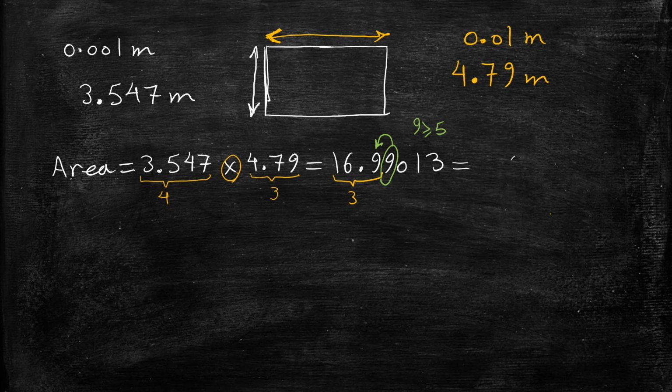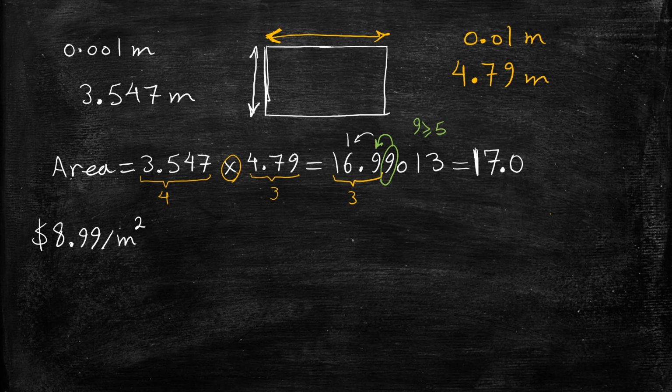So 0 is kept on this position, and the 1 is given to the 6 here. So 6 becomes 7. So 17.0 is the final answer, presented to the right number of significant figures. But let's say you wanted to calculate how much you have to pay to carpet your room, the entire area of your room. And the price of carpet was something like $8.99 per meter square.